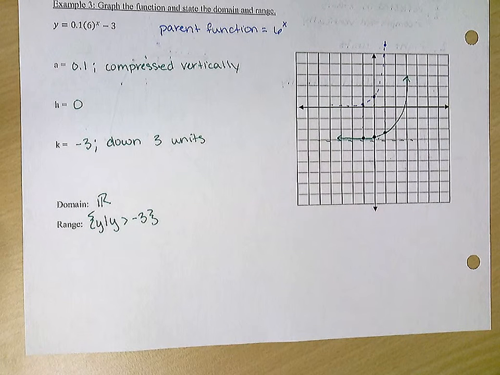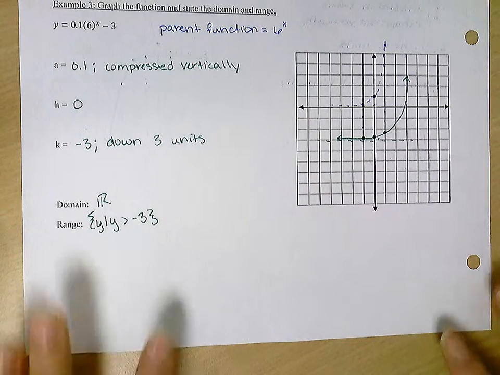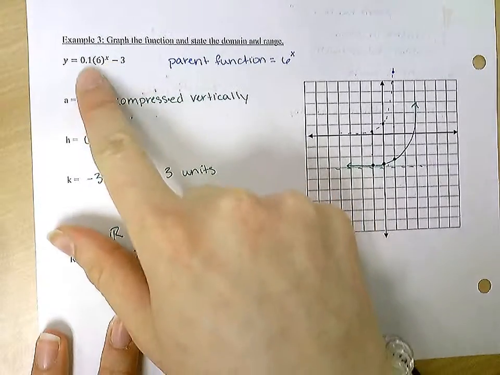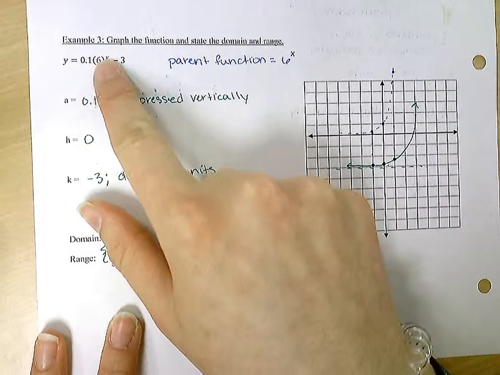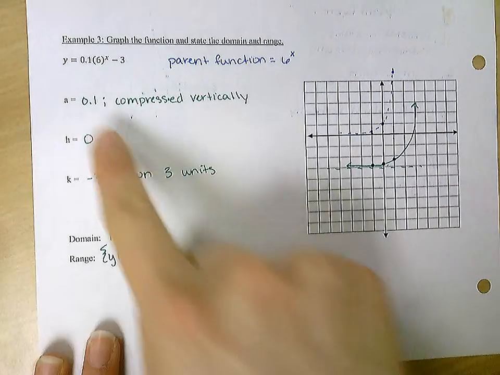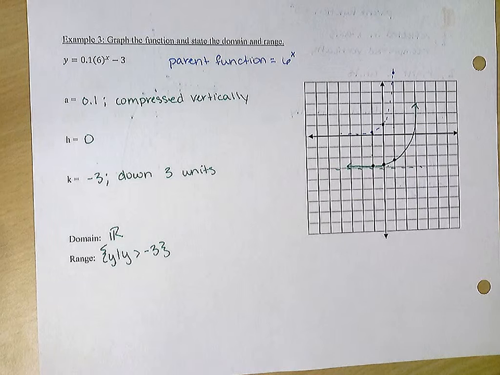Now again, you can just plug in points into your function. If you take your calculator and you say, I want to plug in -1 for x here, just take 0.1 times 6 to the -1st power minus 3. You'll get your point, and you can plot that point. Okay, that still works. I just want you to be able to identify what each of these values are as you go through that. Does that make sense?